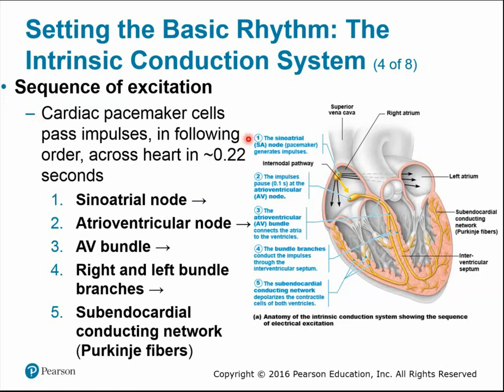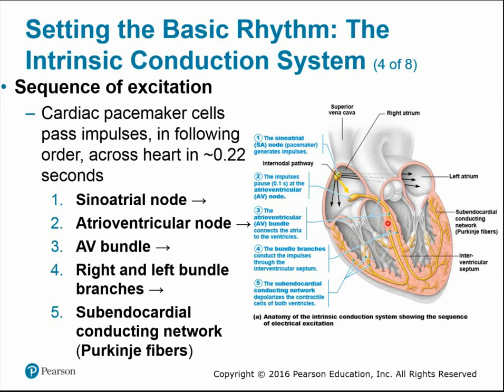Right? So it's going to begin at the sinoatrial node, or the SA node. This is going to generate the initial impulses and set the pace of the heart. These are the pacemaker cells of the heart. Then from there, the impulses are going to travel to the atrioventricular node and then to the atrioventricular bundle. The AV bundle is going to connect the atria and the ventricles. And then from there, it's going to split off into the left and right bundle branches, which serve each side of the heart.